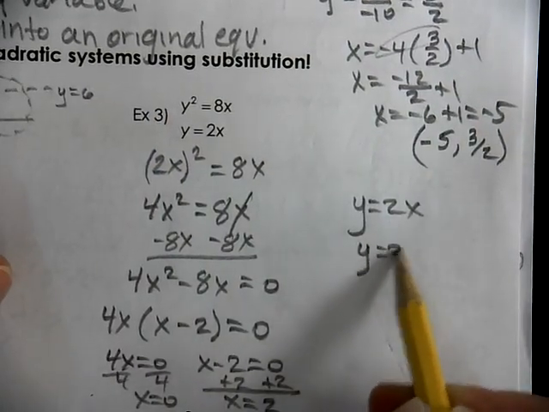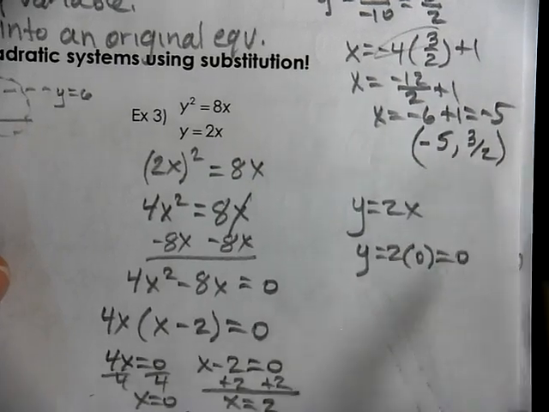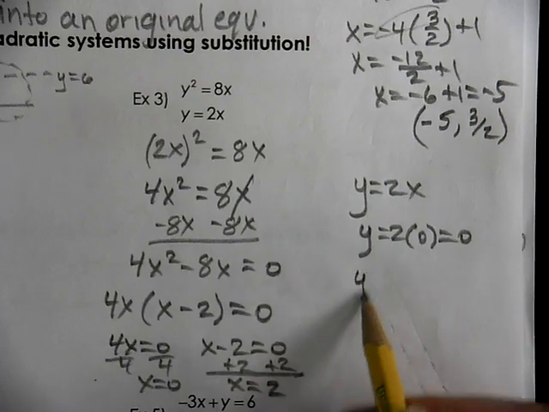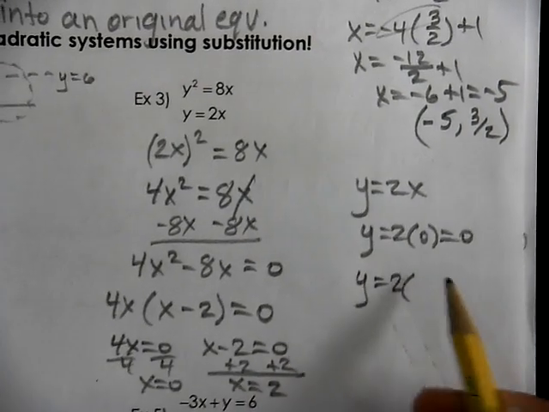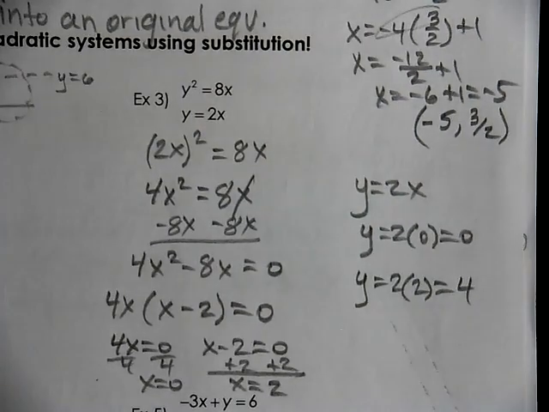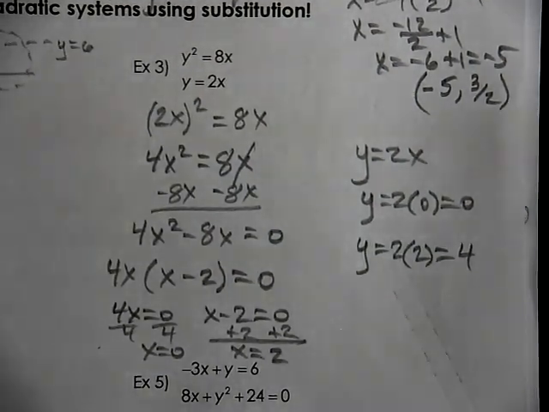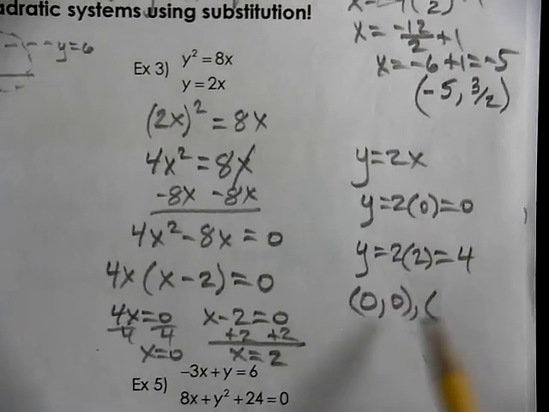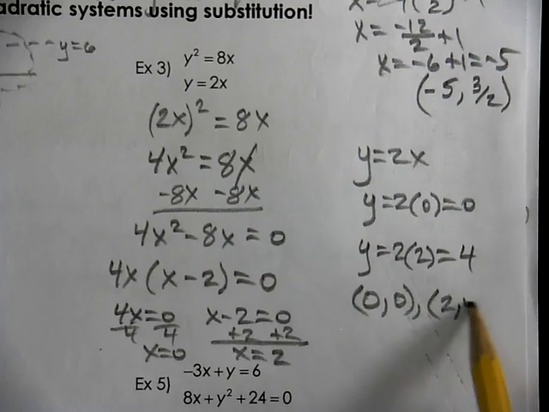So we know x is 0. 0 times 2 gives us 0. We also know that x is 2. So 2 times 2 is 4. So when x is 0, we got 0. And when x was 2, we got the answer of 4.